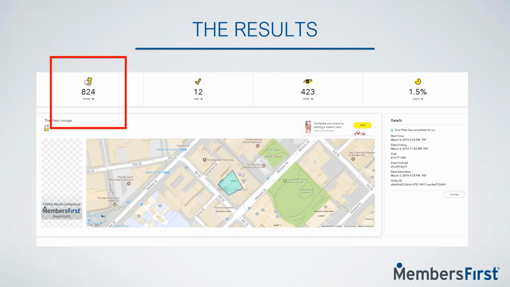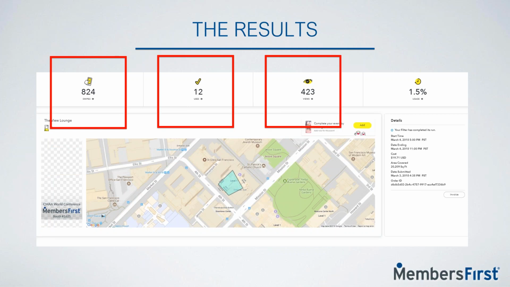So literally there were 824 swipes of our filter. However, only 12 people used it. Those numbers seem kind of low. However, those 12 people had a network that actually had the MembersFirst brand viewable to 423 other users. So even though there weren't that many uses, we had a lot of swipes and we had a lot of people view. The cost? It cost me $19 to actually do that.